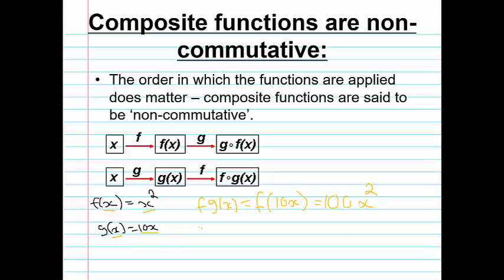On the other hand, gf of x: you take x, and as you can see, you square it, so that becomes x squared. So this becomes g of x squared. And g says whatever's inside the bracket, you multiply by 10. So this gives you 10x squared.